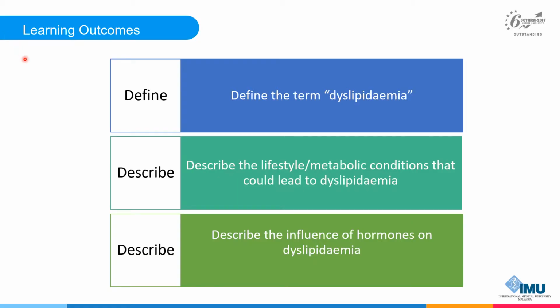Here are the learning outcomes for this lecture. There are 3 outcomes. The first one is to define what is dyslipidemia. The second one is to describe, meaning to be able to explain, what are the lifestyle or metabolic conditions that could lead to dyslipidemia. And the last outcome is to be able to describe the influence of hormones on dyslipidemia.